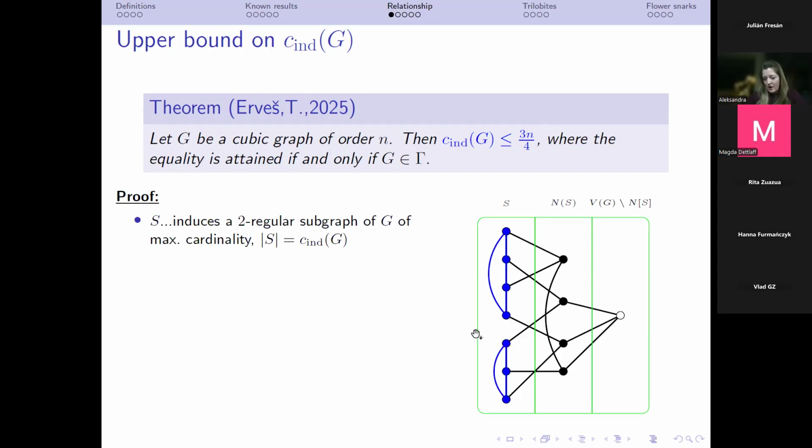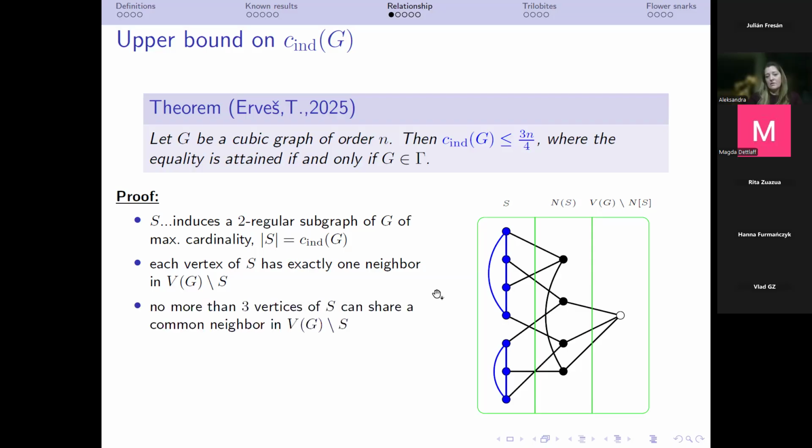To follow more easily, you can take a look at this picture as we go through this proof. So we will start with S, which induces a 2-regular subgraph, and it has maximum cardinality among all such 2-regular subgraphs. So the cardinality of S is CIND. But because this graph is cubic and we already have for each vertex two edges going out of it, we know that each vertex of S has exactly one neighbor in the complement, these black vertices. Moreover, we can see, because the graph is cubic, that at most three blue vertices can share a common neighbor.